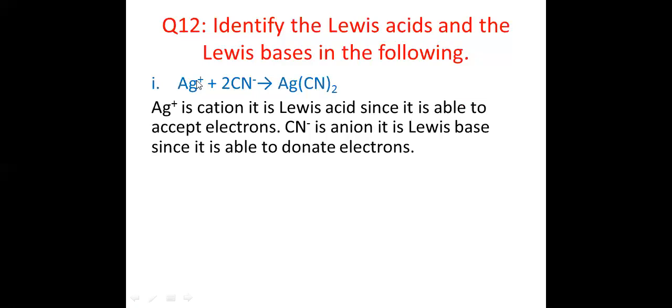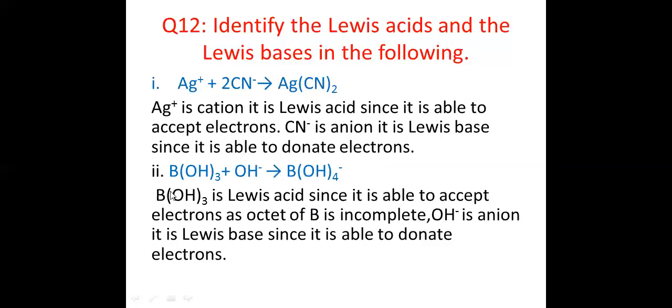they can accept electron pair. So silver is a cation, it is a Lewis acid since it is able to accept an electron pair, while cyanide ion is an anion, and this negative charge shows that it already has electron pairs or non-paired electrons with it, or extra electrons with it. So it is a Lewis base since it is able to donate electrons.